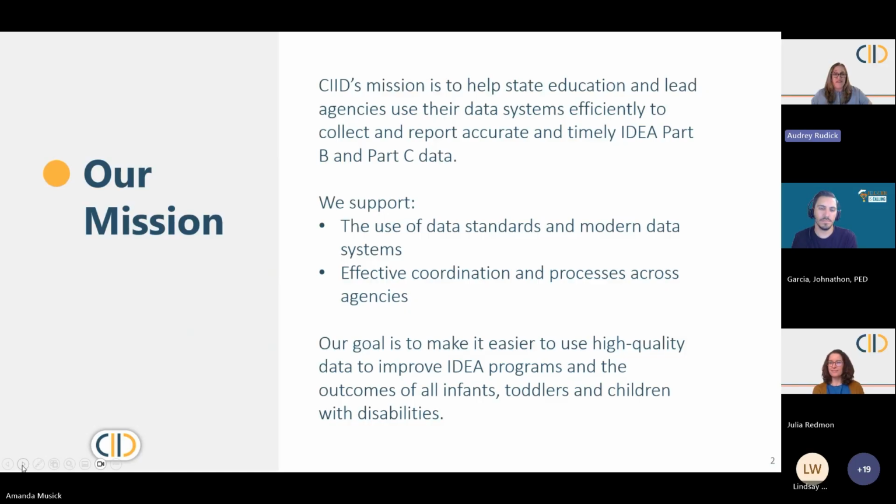So we love to put our mission front and center, and ours is to help SEAs and lead agencies use data systems efficiently to collect and report accurate and timely Part B and C data. Supporting the use of data standards and modern systems and effective coordination and processes across agencies. And our goal with this is to make it easier to use data to improve IDEA programs and outcomes for infants, toddlers, and children with disabilities. And we really hope that you will see that in action today as we chat with our colleagues in New Mexico.